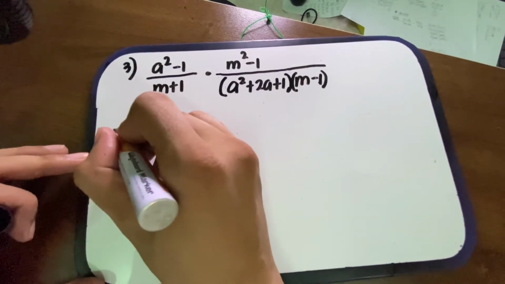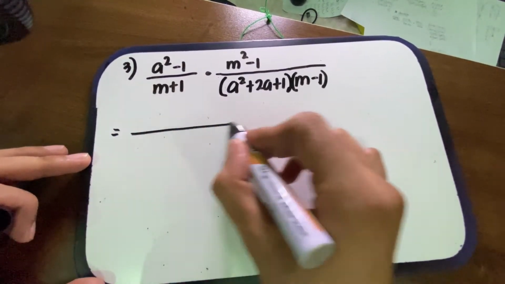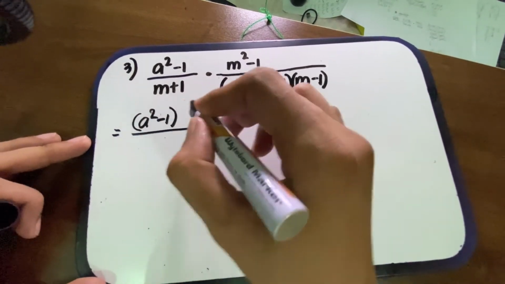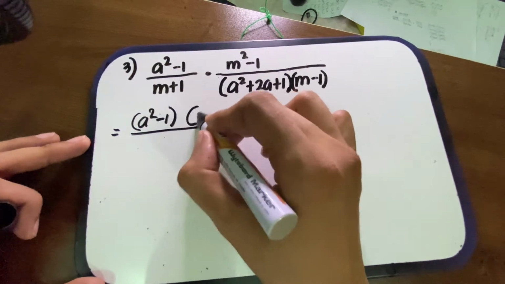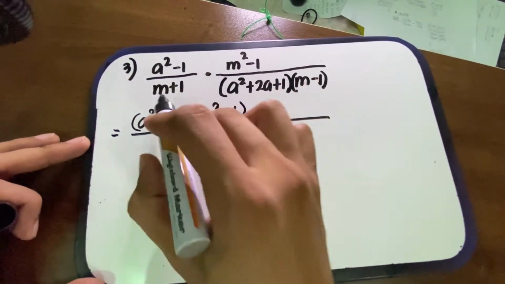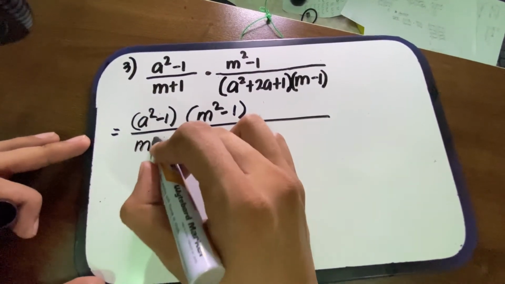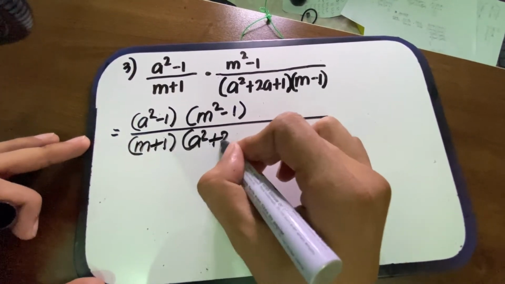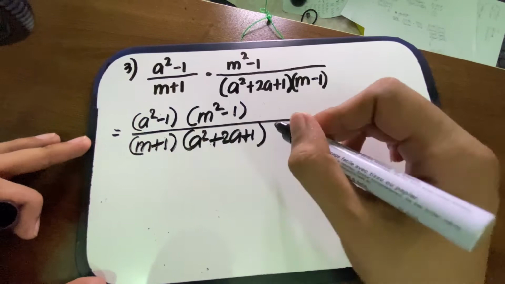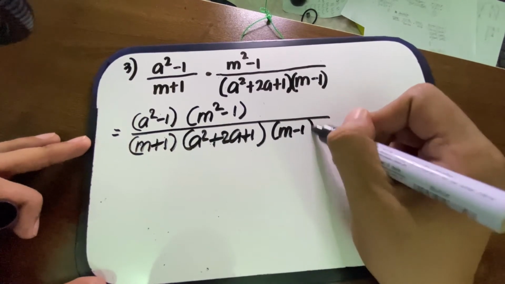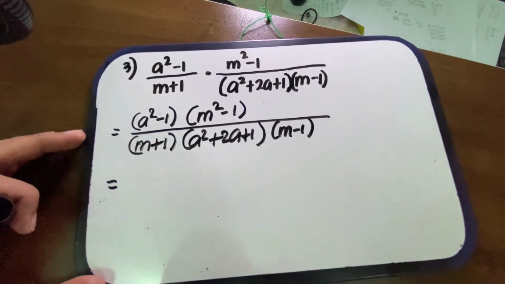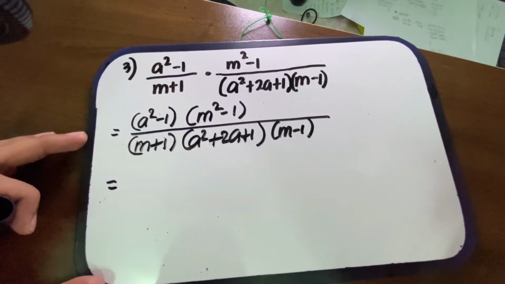So it will become, so first is rewrite, so a squared minus 1. This one is m squared minus 1. And copy m plus 1, a squared plus 2a plus 1, and m minus 1. So again, recall the concept in factoring the difference of two squares and perfect square trinomial.